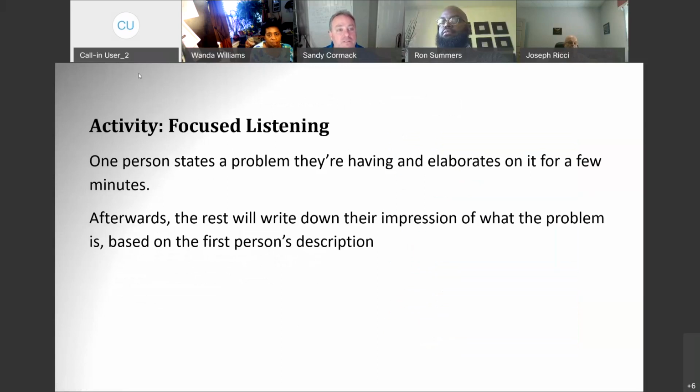So this is not in your book, in your student manual. This is a variation on something that I like to do in all of my workshops related to listening and problem solving. And that is essentially becoming more aware of how to listen and what to listen for when somebody is relaying a problem to you.